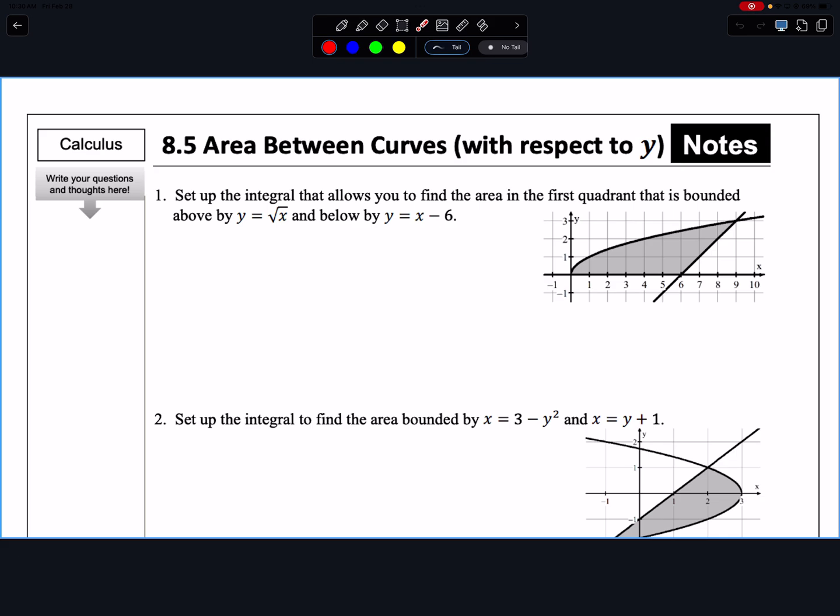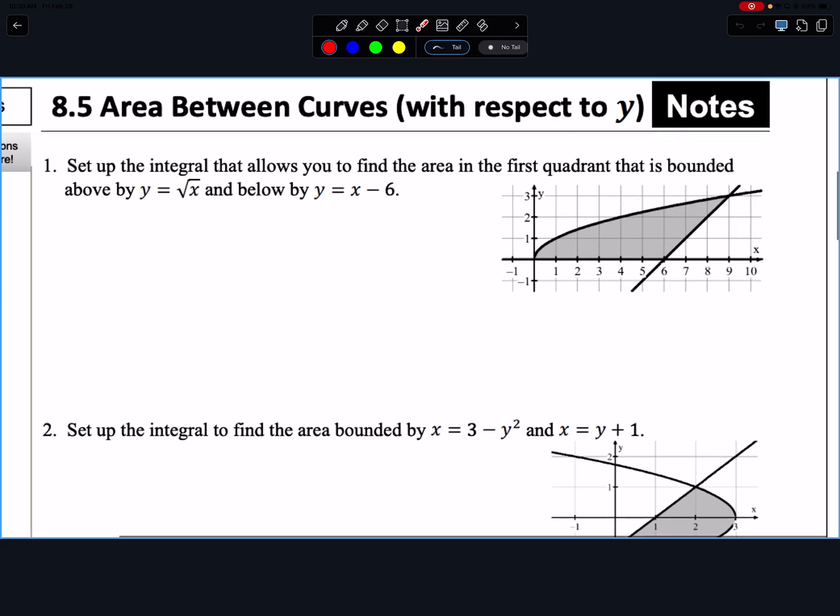Before you guys write anything down, I just want you to pay attention. This is a problem that we did yesterday. This is one of our examples. What I hopefully want you to remember from yesterday is that this curve right here is y equals square root of x. And this line right here is y is equal to x minus 6.